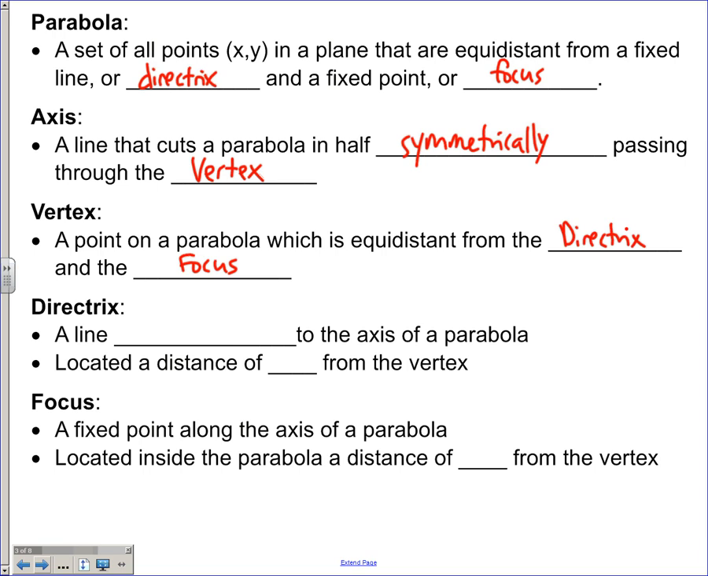Like we said, p in either direction. So our directrix is a line perpendicular to the axis, located at a distance of p from the vertex. And our focus is a fixed point along the axis, located inside the parabola, also a distance of p from our vertex. So those definitions will help us as we're working through some examples.